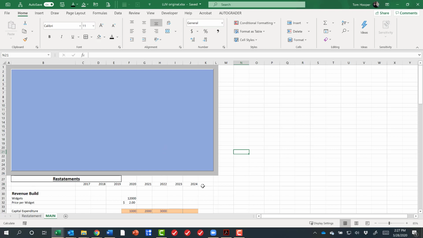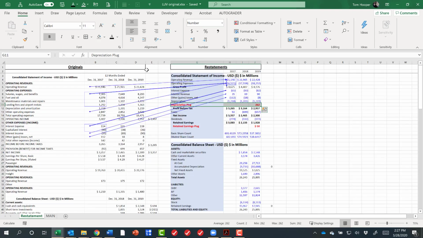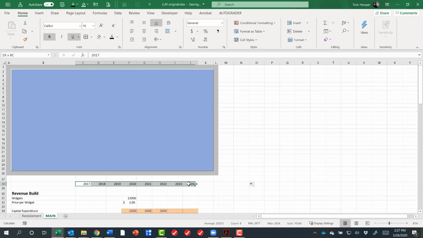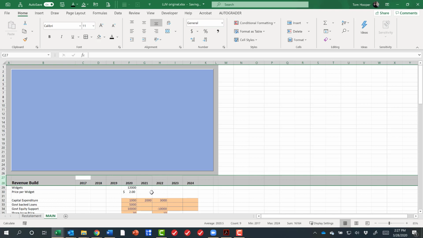And then I'll clean this up a little bit. So restatements kind of came from this sheet when we were comparing originals to restatements. Obviously that has no place here. I'm going to highlight these, Alt H A C, Control B, cut, move down. In fact, I think I'll just Control minus and delete those.